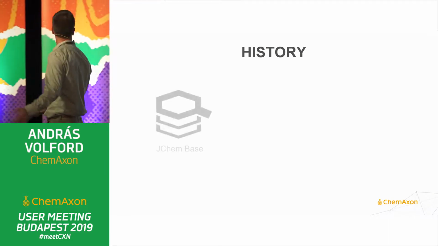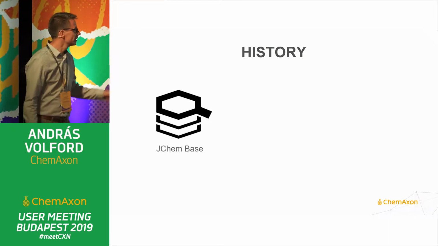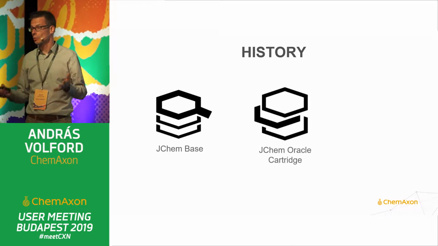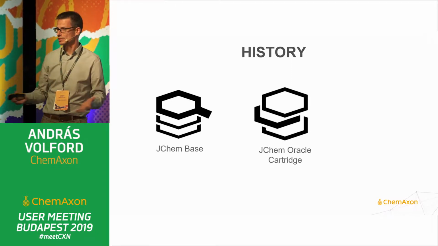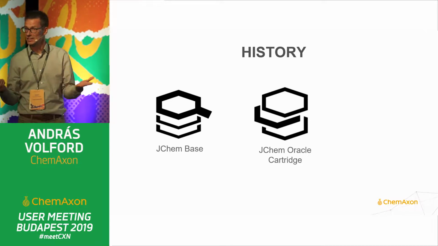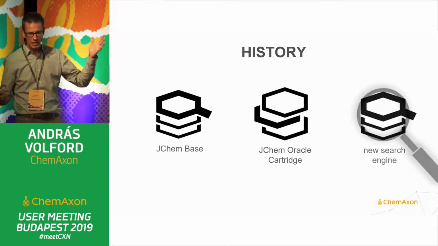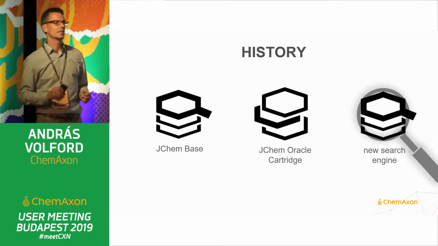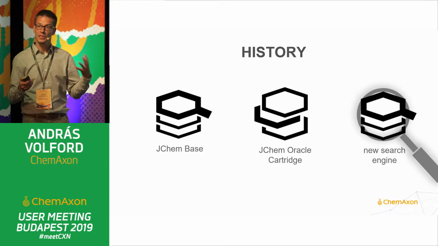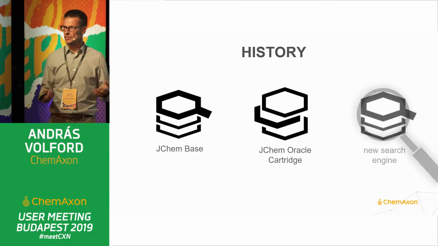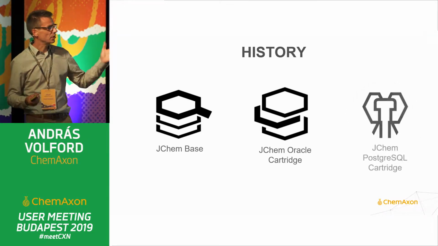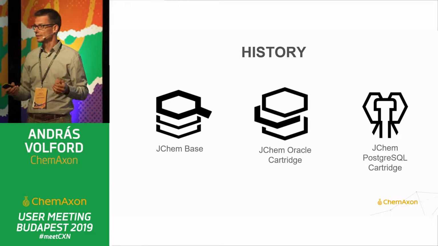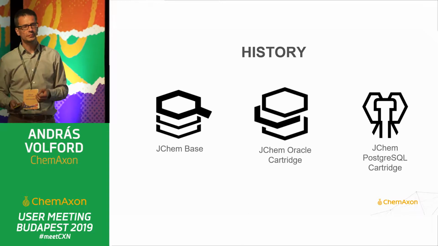As you may know, we started with JChem Base, which is a very nice searching tool, and then we developed the JChem Oracle cartridge, which since then became the industry standard. And in the last 3 years, we developed this new search engine, which is based on the old one as well, but has very nice features. And 3 years ago, we came out with the JChem Postgres cartridge, which is already using this new search technology.